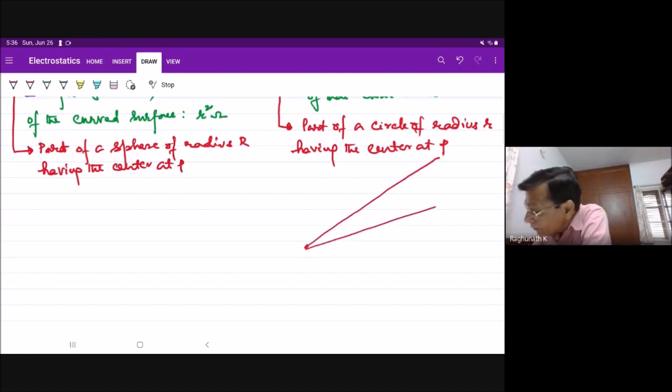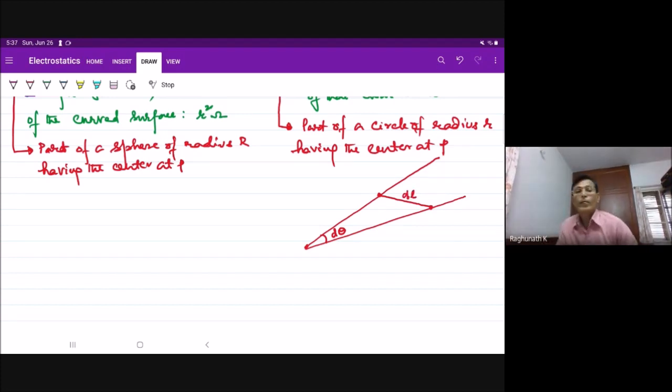I will consider two lines on a plane angle. Suppose this is d theta. If this is dl, d theta, I'm talking about a line dl. This end is at a distance of r1, this end is at a distance of r2. I can't relate r1, r2, dl through plane angle.